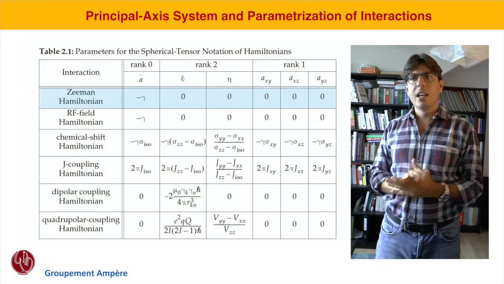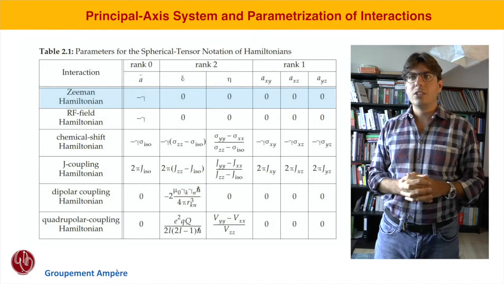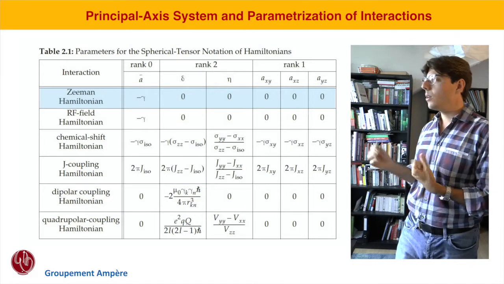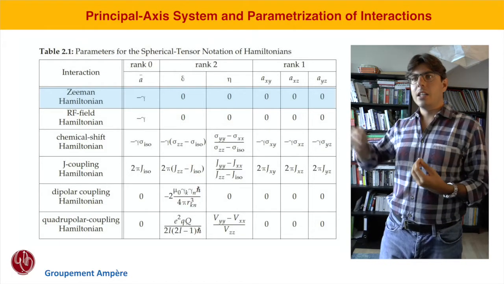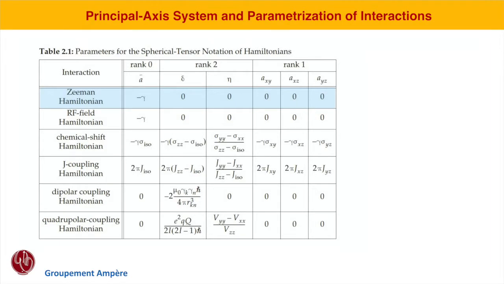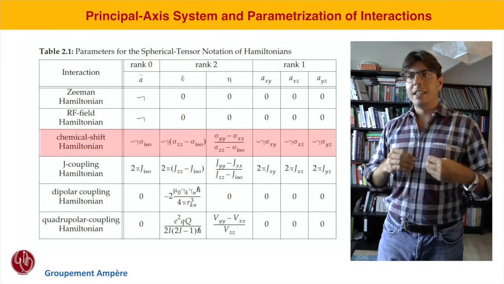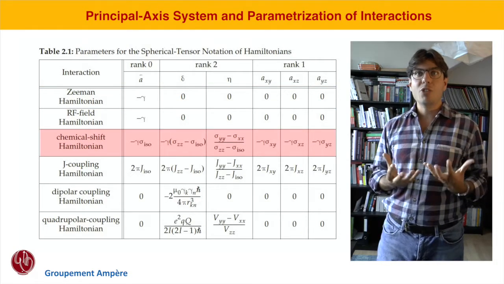And if we now look at another interaction, like for example the Zeeman Hamiltonian, there you see that we have only a rank 0 component and no higher rank tensors. For the chemical shift Hamiltonian, it gets much more complicated.